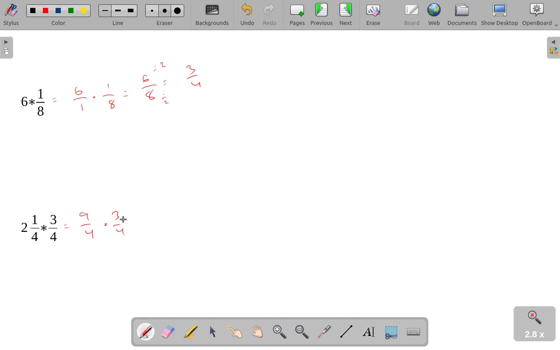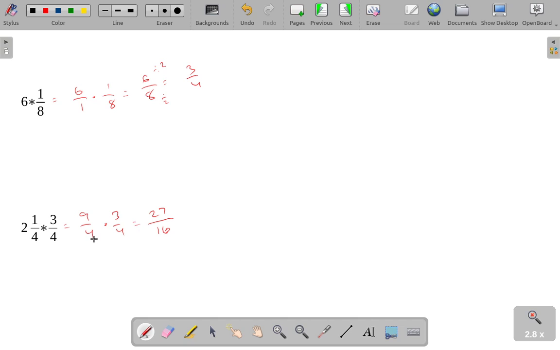So I just converted this 2 1/4 to 9/4. That's the only thing I did. So I have 9/4 times 3/4. Now, 9 times 3 is 27. 4 times 4 is 16. And I would want to look to see if there's any common factors that can be canceled here. This is another case where it's nice to look at the numbers before we multiply them together to see if there's any cancellation.